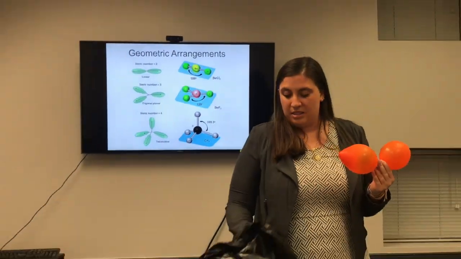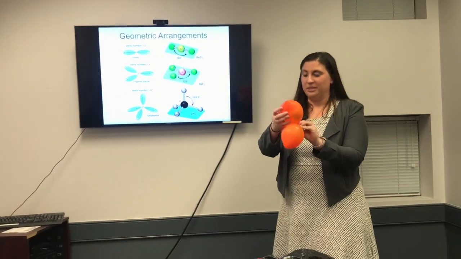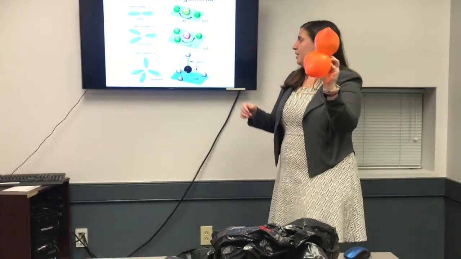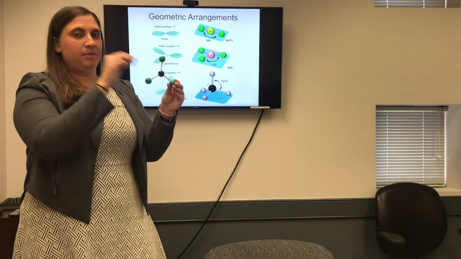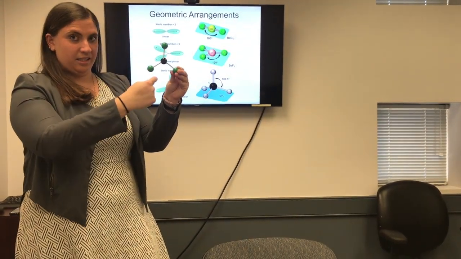So what about when you have a steric number of 3? Then we add a third balloon to our 2 balloons, and it becomes the trigonal planar shape, in which there's 1, 2, 3 atoms bonded to the central atom, and in this case the angles are 120 degrees in all cases.